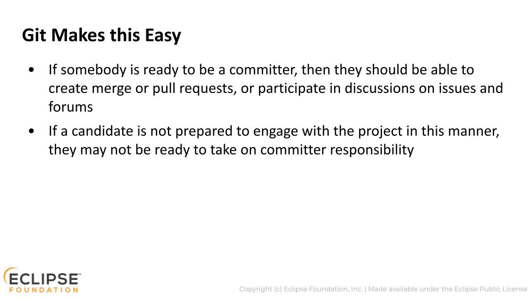Git makes establishing a pattern of contribution easy. If somebody is ready to be a committer, they should be able to create merge or pull requests or participate in discussions on issues, mailing lists, chats, and other discussion forums. If a candidate is not prepared to engage with the project in this manner, they may not be ready to take on committer responsibility. If project committers get to the point where a particular contributor's merge and pull requests are regularly merged with limited discussion and no modification, it might be time to elect that contributor to be a committer.